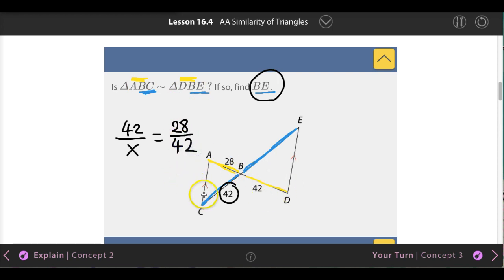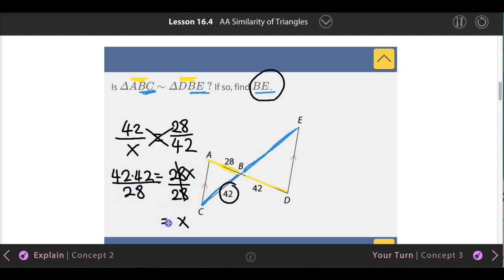And from here, we do exactly the same thing we did on the boards. Multiply like this, cross multiply. So 42 times 42 equals 28 times X. From here, it's pretty easy. You gotta divide both sides by 28.